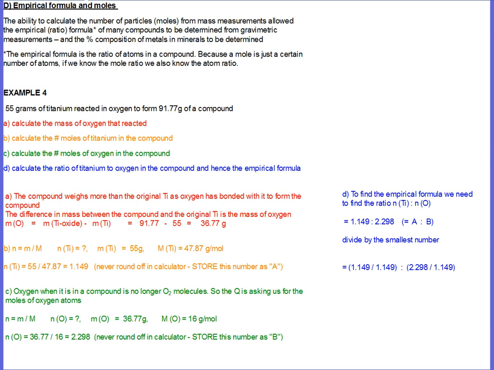So we get 1.149 divided by 1.149, and 2.298 divided by 1.149. We divide both by that smallest number. That gives us a nice ratio of 1 to 2, which means that 1.149 to 2.298 is the same ratio as 1 to 2, which means that there is 1 titanium atom for every 2 oxygen atoms, or 1 titanium mole for every 2 oxygen moles. And if that's the case, the empirical formula for this particular compound must be TiO2. So we've got 1 titanium atom for every 2 oxygen atoms, and that's how they figured out the chemical formula of a range of compounds by doing these gravimetric style analyses.